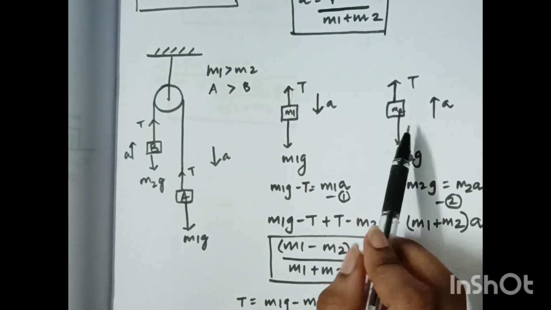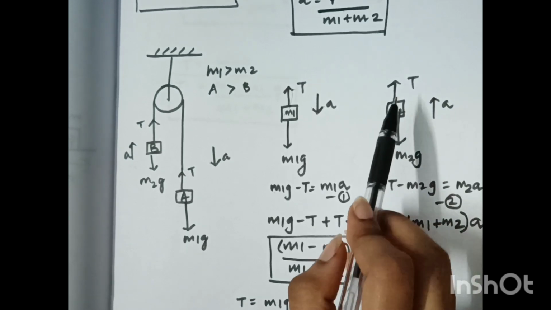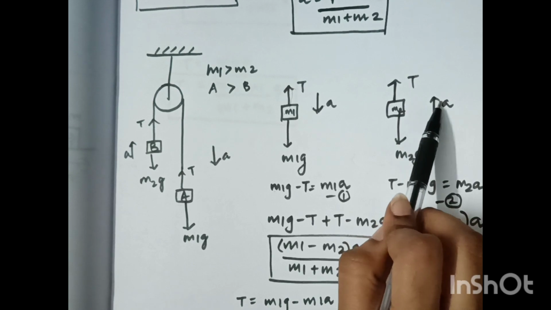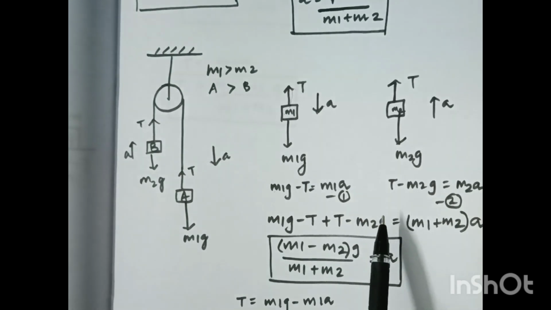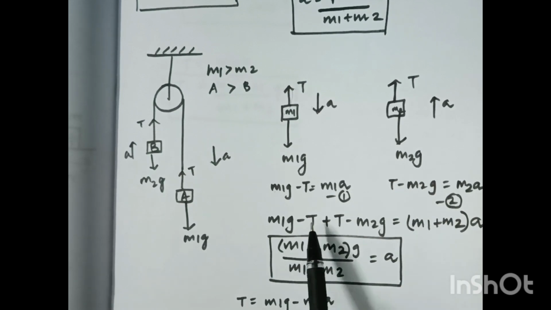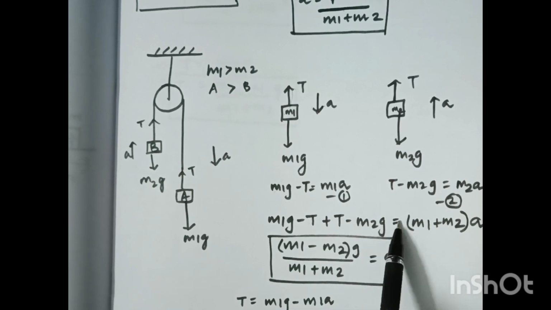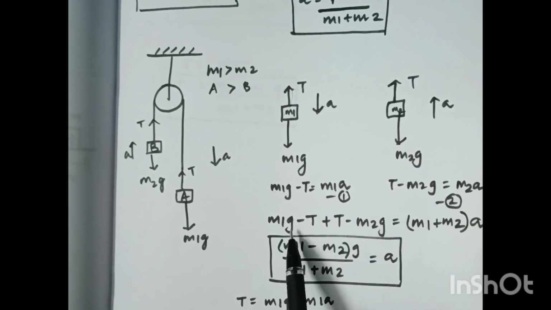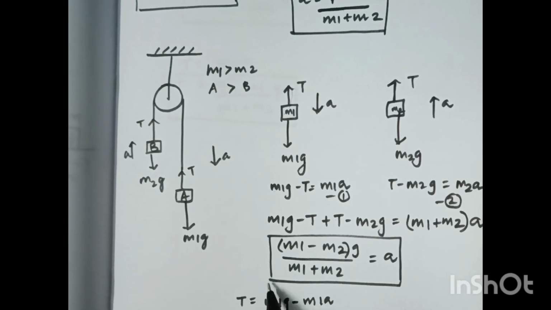Let us see for this case, it is accelerating upward. For m2 to accelerate upward, the upward force must be greater. So T minus m2g equals m2a. Now, for finding acceleration, we are going to add these equations. So m1g minus T plus T minus m2g equals m1a plus m2a. Now plus T minus T goes off. So (m1 minus m2) into g by (m1 plus m2) is equal to acceleration. This is the expression for finding acceleration.